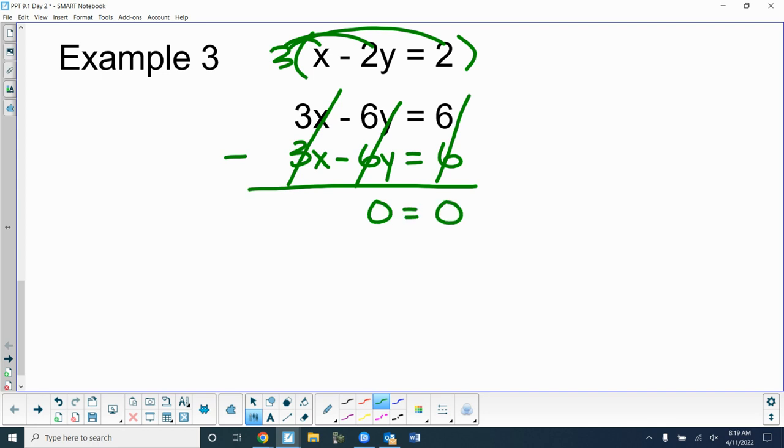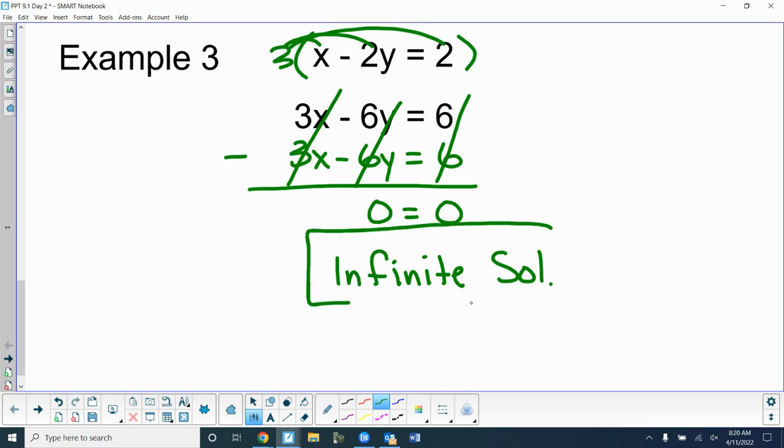True or false? True. So is that a no solution or infinite solution? That's an infinite solution. So anything we pick for x and then figure out y is going to work. Okay, that could happen too. So sometimes you get no solution in substitution or elimination, and sometimes you get an infinite number of solutions.